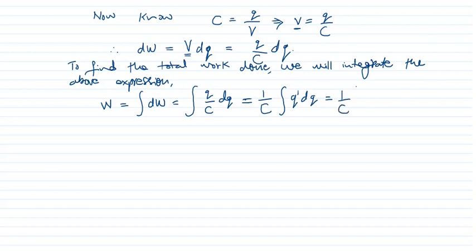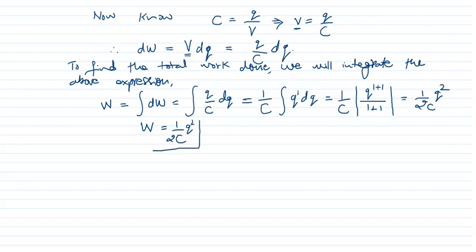And we know the formula of integration. What is it? Increase the power by 1, divide by the increased power. So it will become 1 plus 1, 2C, Q square. So therefore, the work done by the battery comes out to be 1 by 2C Q square. So this is the expression for the work done.